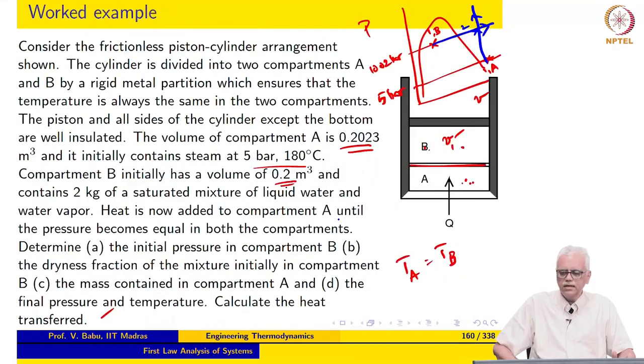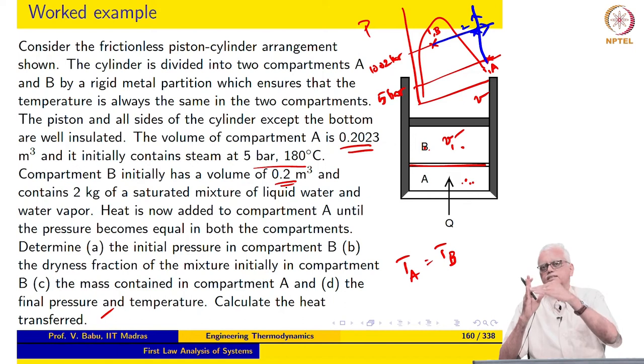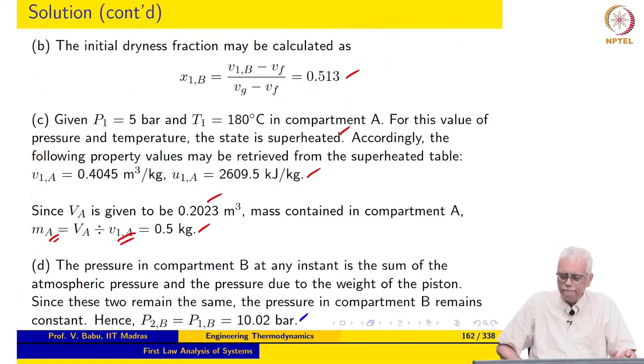And as this illustration indicates, the final state is the same in both compartments. So, there is no separate 2B and 2A. The final state is the same because it lies at the point of intersection of this isobar and this isochore, or constant volume line.